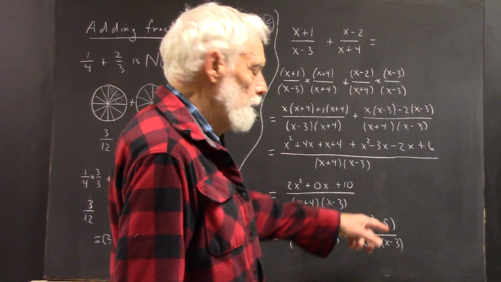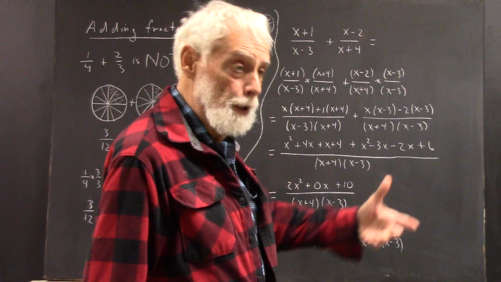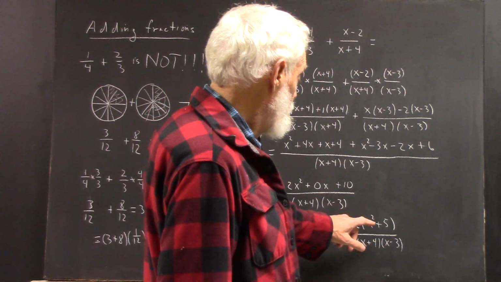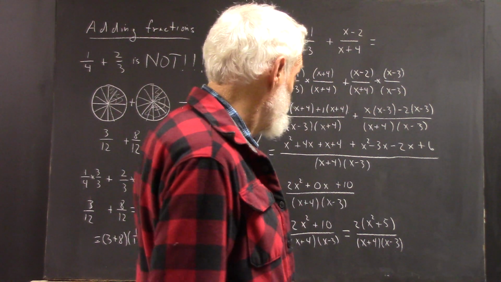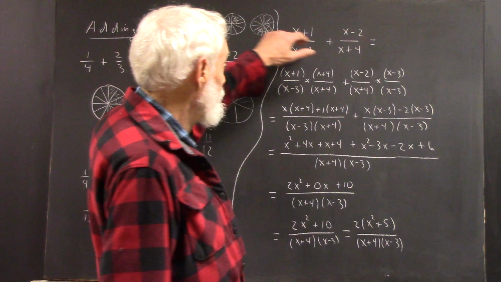X squared plus 5 doesn't factor over the rational numbers, so pretty much done here. There's the final form of this sum.